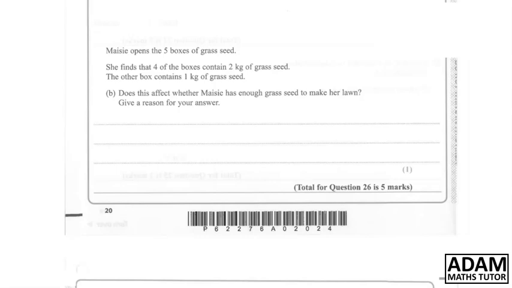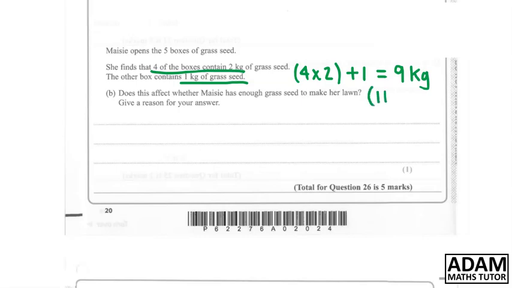Part B, Maisie opens the 5 boxes of grass seed. She finds out that 4 of the boxes contain 2 kilograms, but the other box only contains 1. So that would be 4 lots of 2 plus 1, which means I now only have 9 kilograms. And this is 1 kilogram less than what I thought I had.